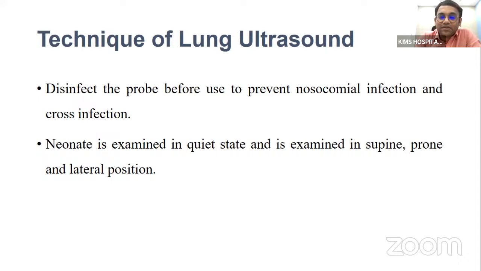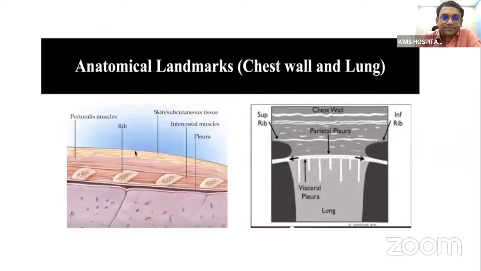We need to examine the baby in supine position for the anterior regions and lateral position for the lateral regions. And we sometimes need to keep the babies prone in order to examine the posterior regions of the lung. So coming to the anatomical landmarks.